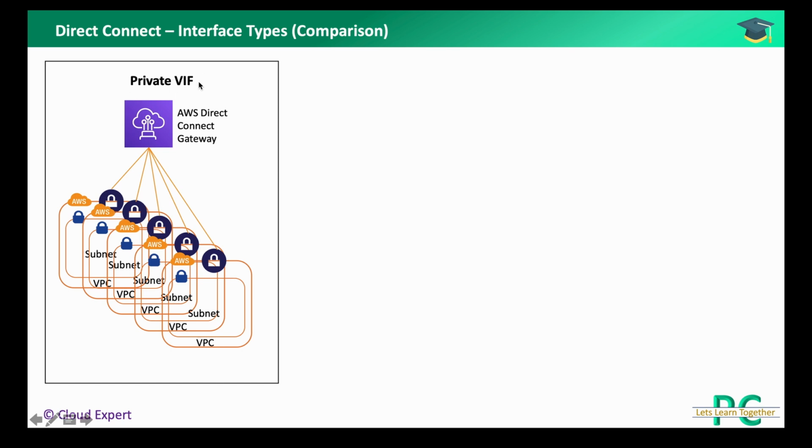The first one is private VIF. As I told earlier, with a private VIF you can connect directly, or you can use a Direct Connect gateway. If you are using a Direct Connect gateway, at max you can connect 10 VPCs with one private VIF. If you are not using a Direct Connect gateway, you can connect only one VPC. So you have to remember that use case. If you want to connect more than one VPC in different regions or in different accounts, you have to use a Direct Connect gateway. One Direct Connect gateway will support at max 10 VPCs or 10 VPGs. If you have to connect more than 10, you have to configure another Direct Connect gateway.